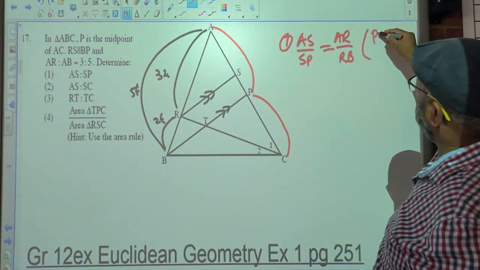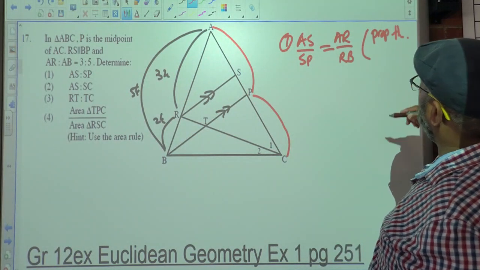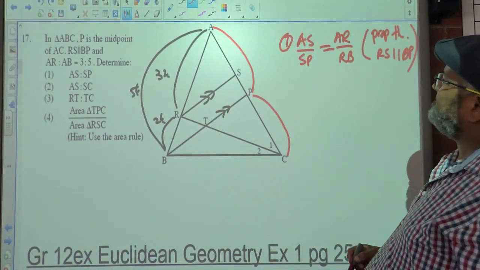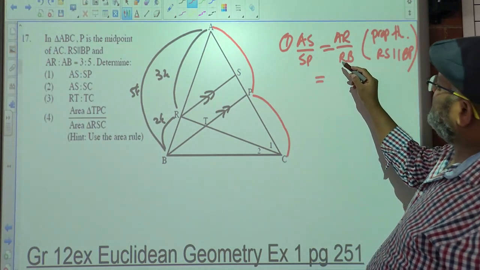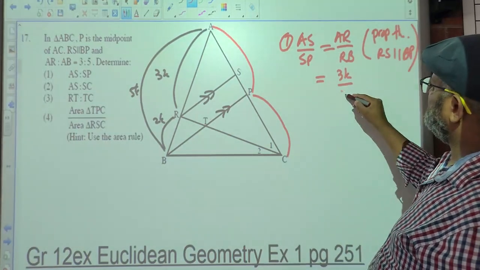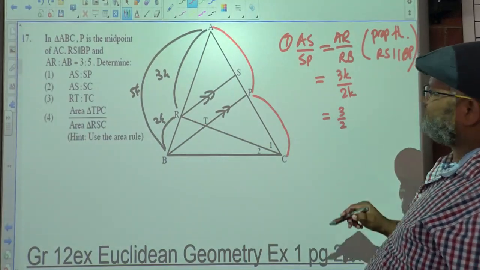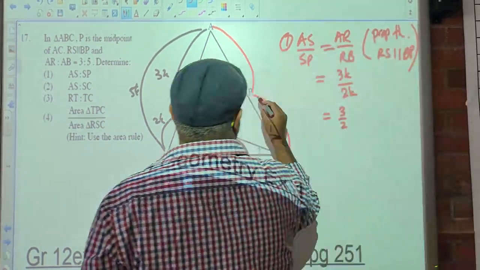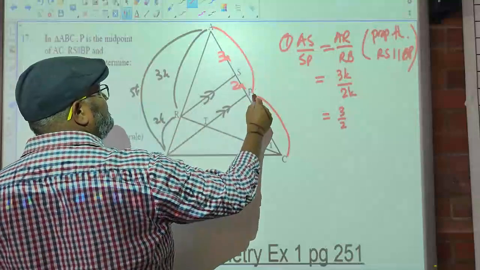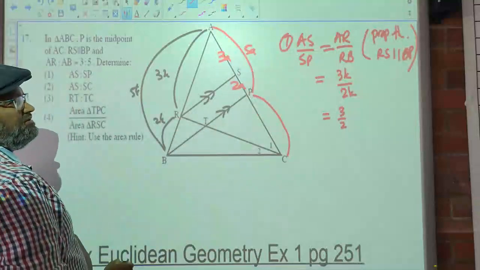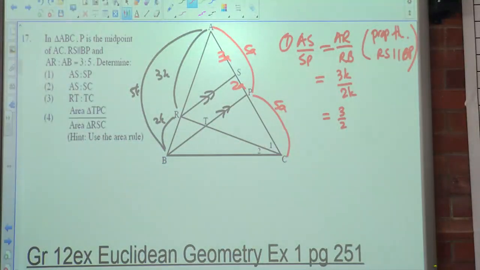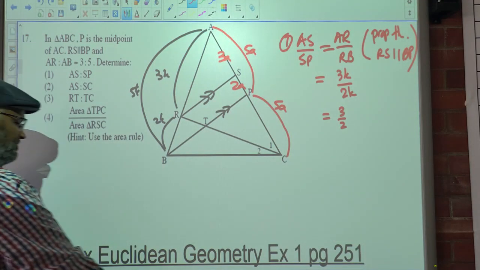Why? The proportionality theorem, with RS being parallel to BP. Okay. So AR is 3K, RB is 2K. So that is going to be 3 over 2. So this is going to be 3A and 2A. So what is this whole length? 5A. And then what will this length be? Also 5A. So those lengths are equal.